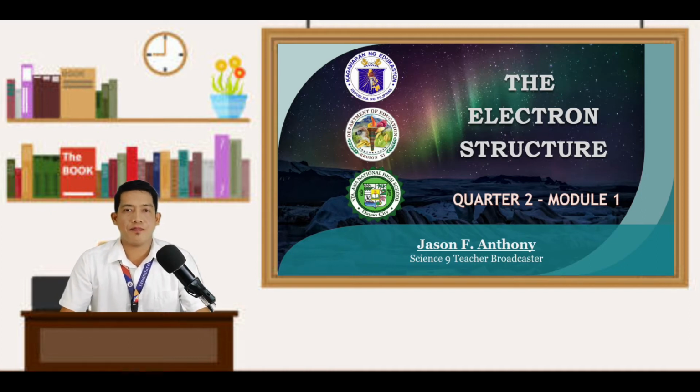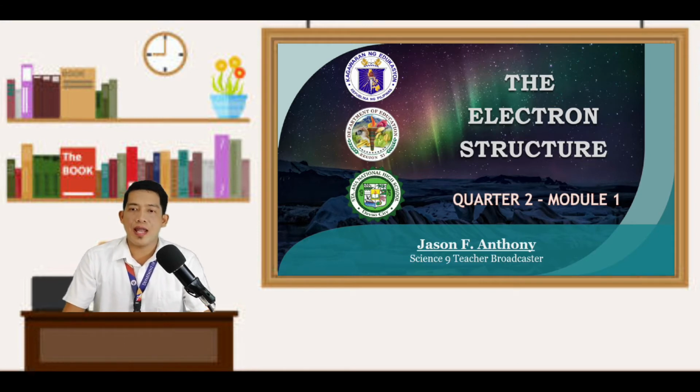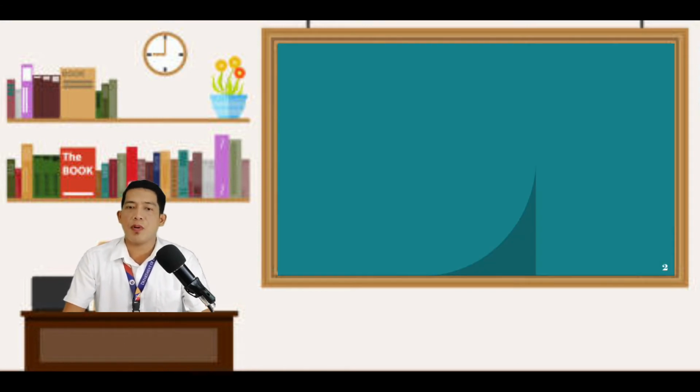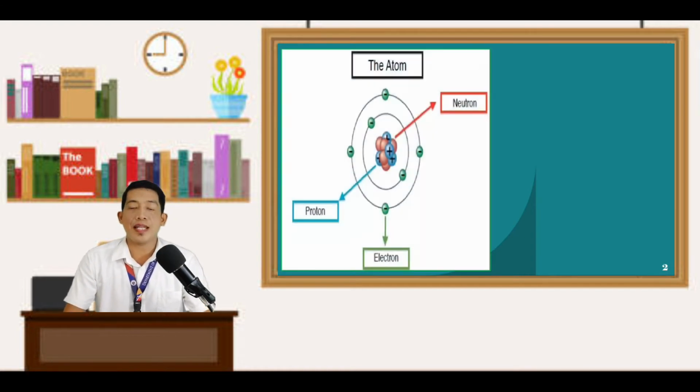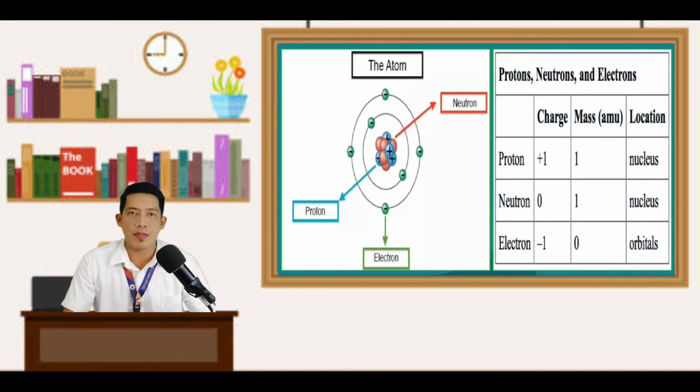That's good. You have previously learned that a substance or element is composed of indivisible particles called atoms. Then, you also learned that an atom consists of three subatomic particles. Namely, we have neutron, proton, and electron.